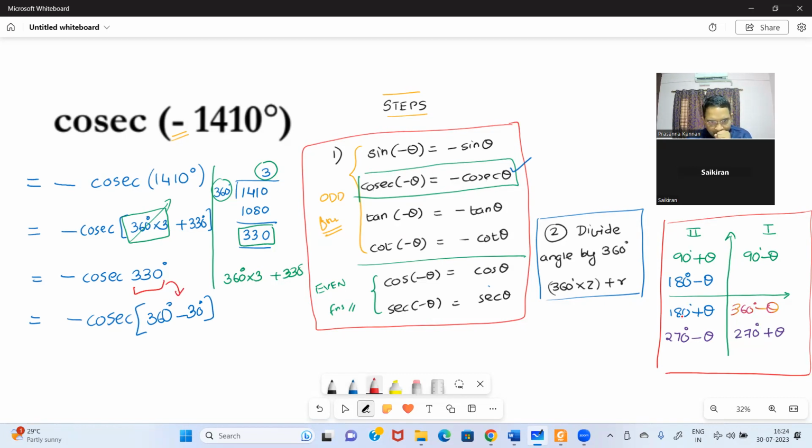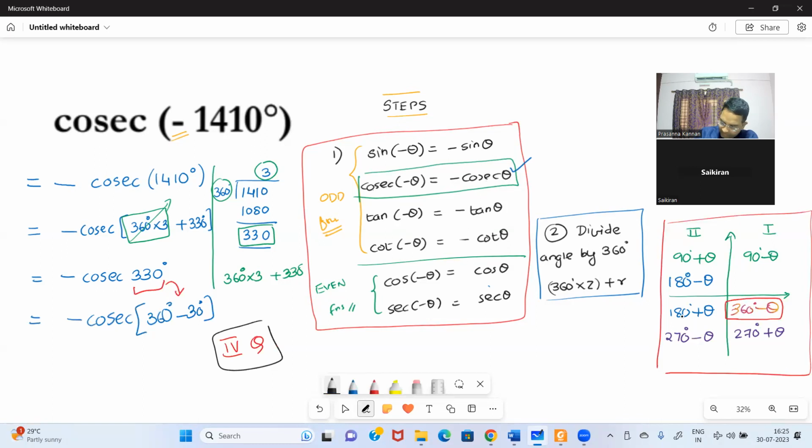You will get the same. Very good. So it is coming in which category? 360 minus theta category, correct? It is in which quadrant? Fourth quadrant, correct? Fourth quadrant, what is positive?